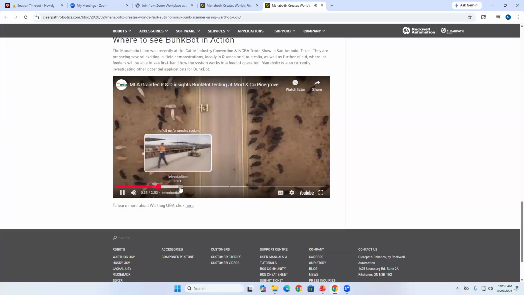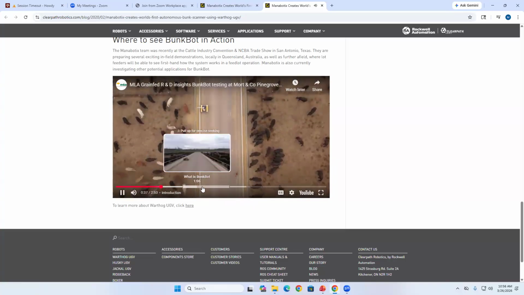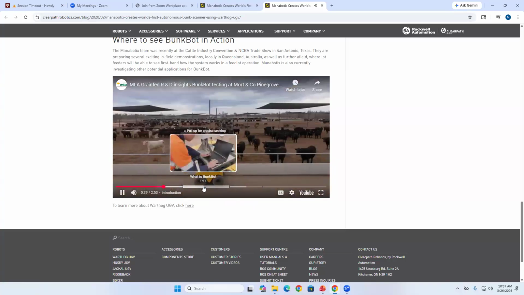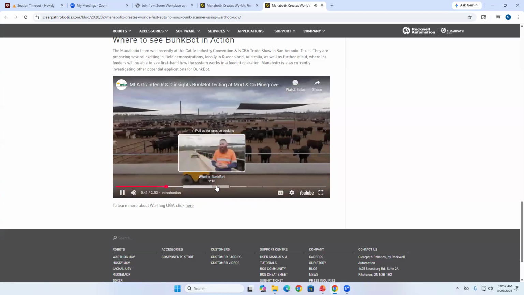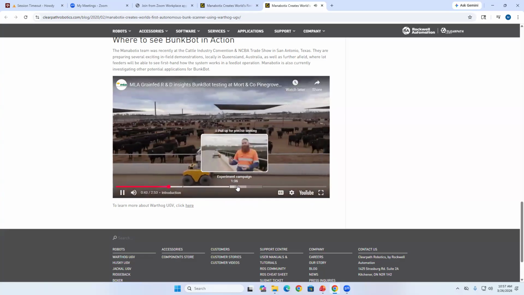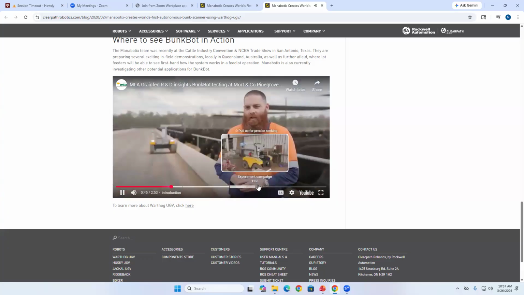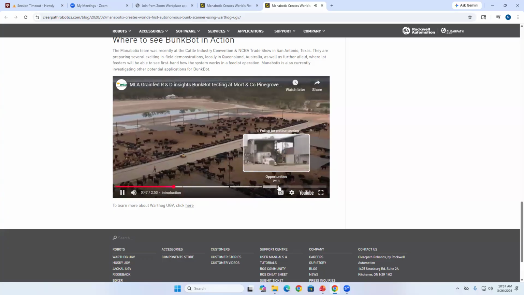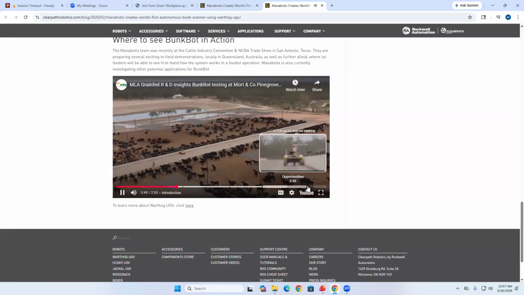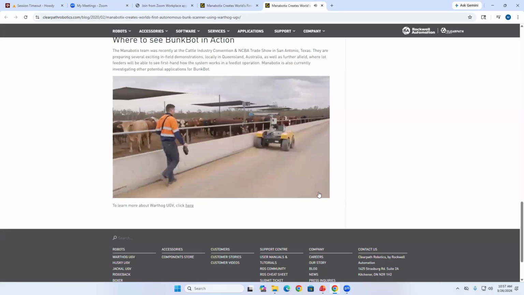Through previous alpha and MLA investments, we were able to successfully develop and validate an automatic bunk scanning system to help predict feed remaining in commercial feedlots. We're able to verify through extensive testing programs that the automated system.